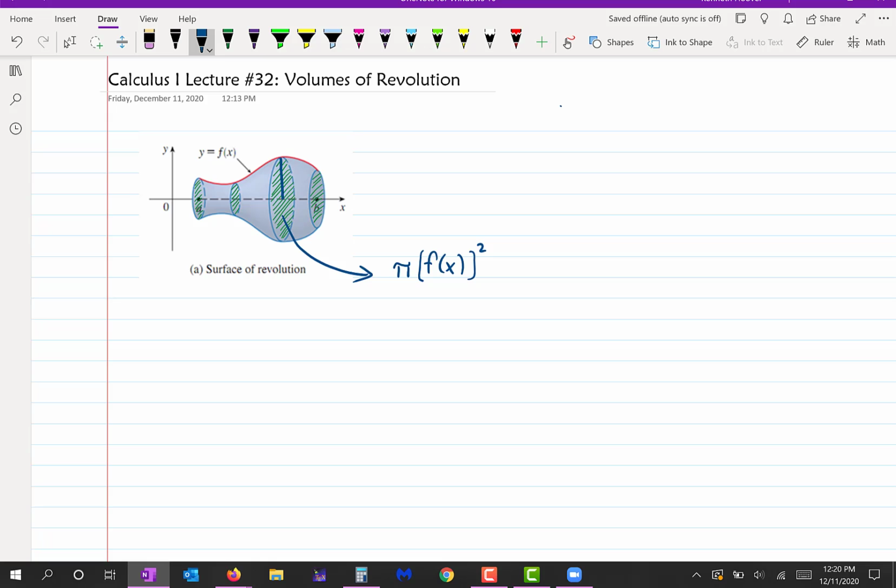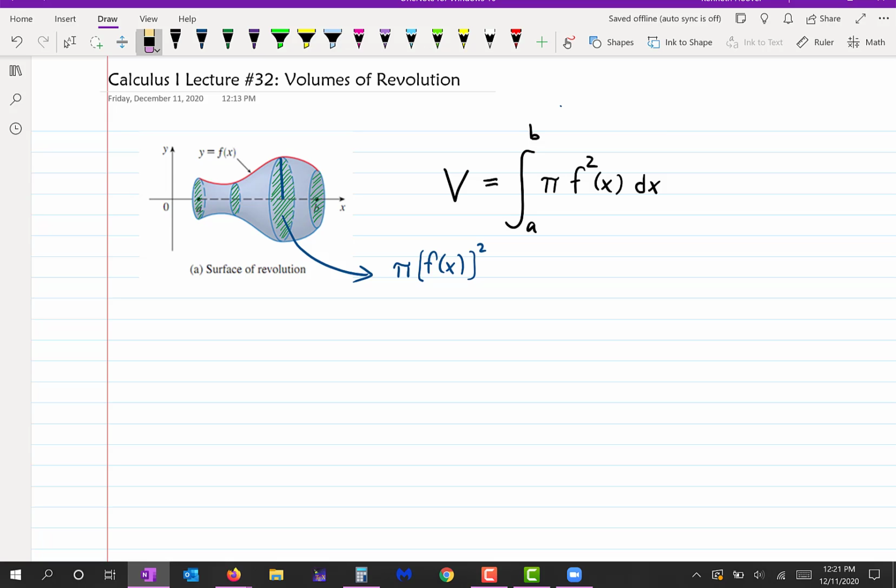Correct? Now just imagine stacking that urn full of infinitely many disks. And if we integrate the area of the disks, pi times f of x squared, which if you prefer you can write it like that, with respect to x, from A to B, that will give us the volume of the urn. Okay?